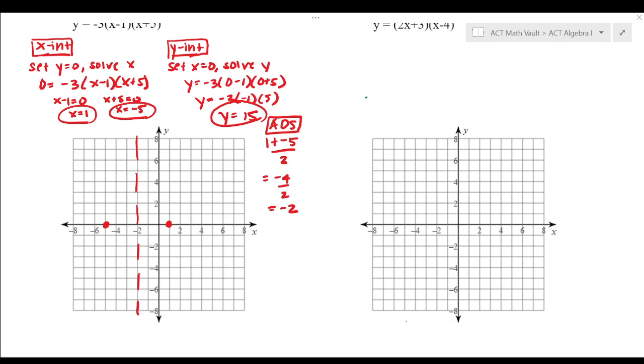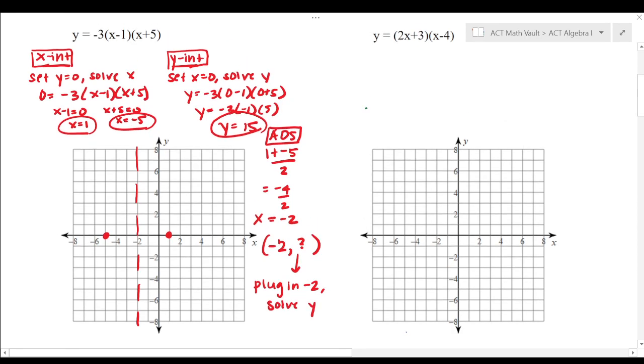Okay, so then I know that this, we'll call this an X, is going to be where the vertex is on the x. So -2, it's got to be along the line x equals -2 somewhere. But the problem is we don't know where the y is. So how do you figure out the y? We'll say plug in -2, solve for y. Okay, so that's going to go into the x up top.